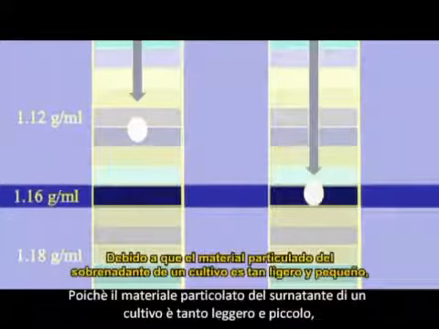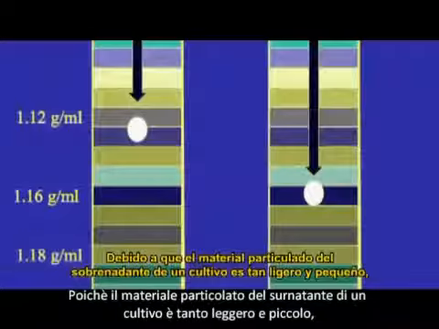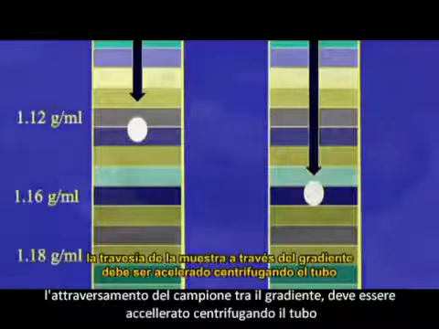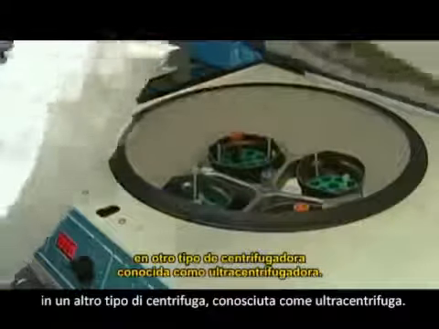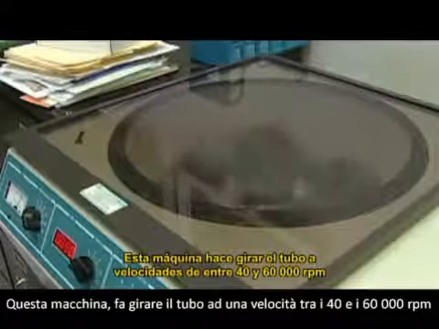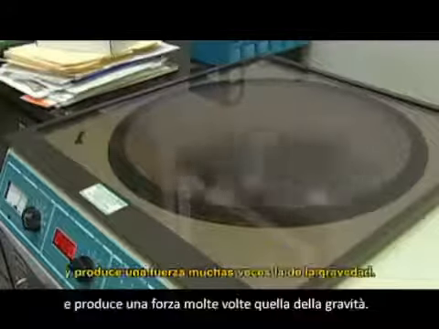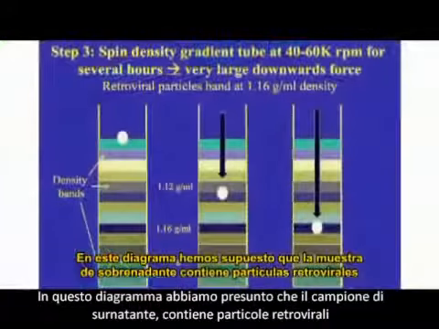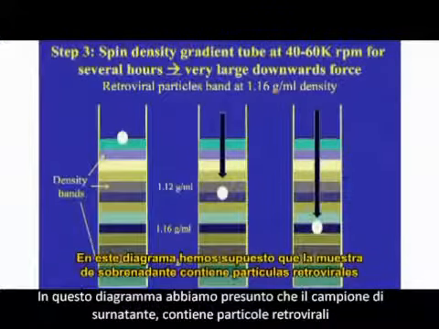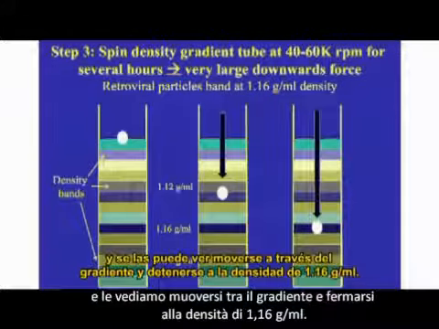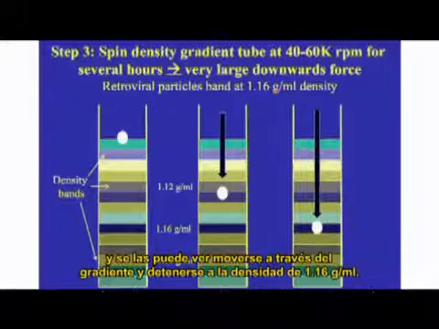Because the particulate matter in the culture supernatant is so light and tiny, the passage of the sample through the gradient has to be speeded up by spinning the tube in another kind of centrifuge known as an ultracentrifuge. This machine rotates the tube at speeds between 40 to 60,000 revolutions per minute and produces a force many thousands of times gravity. In this diagram, we have assumed the supernatant sample contains retrovirus particles, and you can see them gradually moving through the gradient and being arrested at the 1.16 grams per mil density.